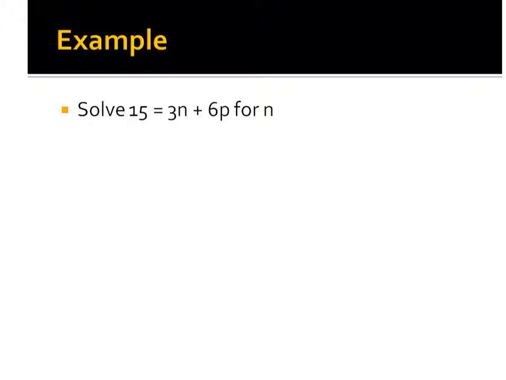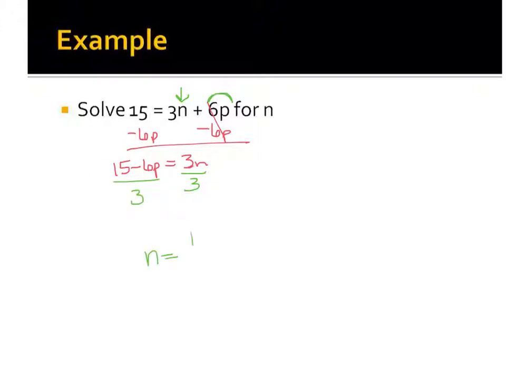So let's look at another one here. 15 equals 3n plus 6p, and we're going to get n by itself. So if I'm going to get n by itself, I need to get rid of the 6p. So how do I get rid of 6p? You're going to subtract it because that's what makes it go to 0. Okay, so on the left-hand side, you're going to have 15 minus 6p. Okay, because those aren't like terms, so I can't actually add or subtract them. Equals 3n. And then I want to get n by itself, so I'm going to divide by 3. So n equals 15 minus 6p divided by 3.